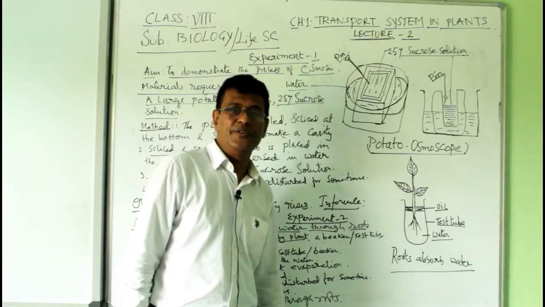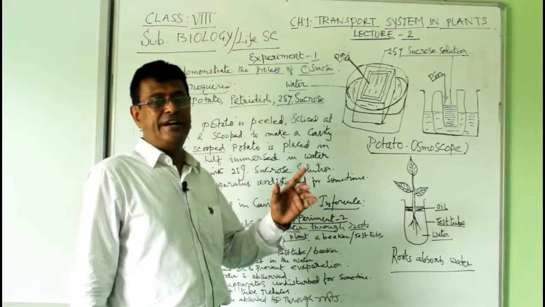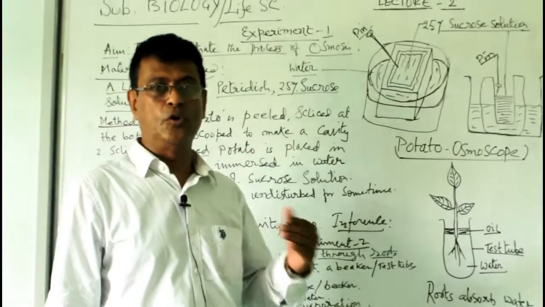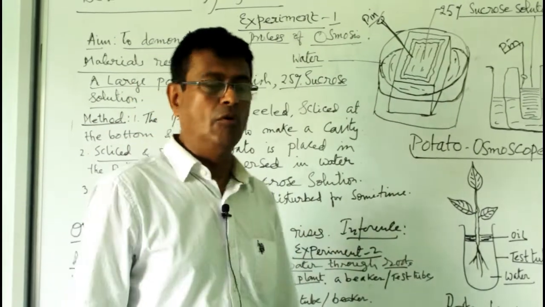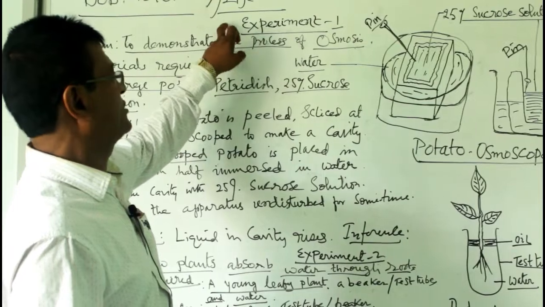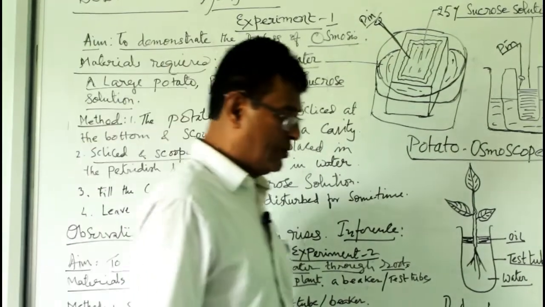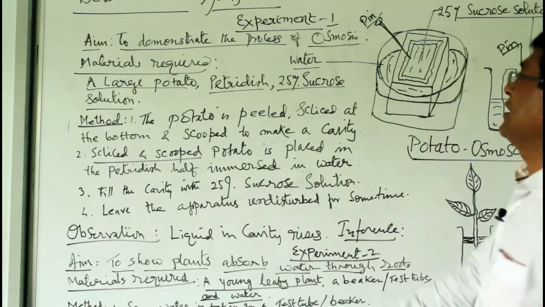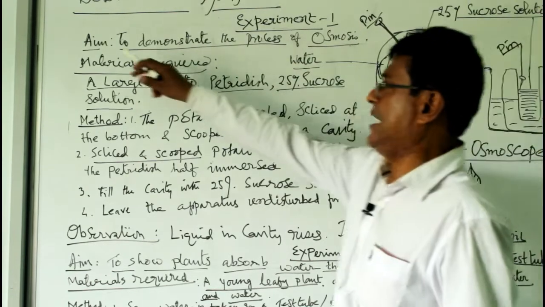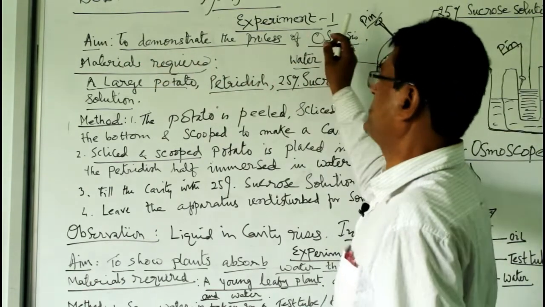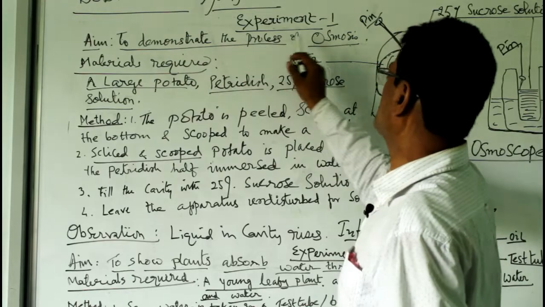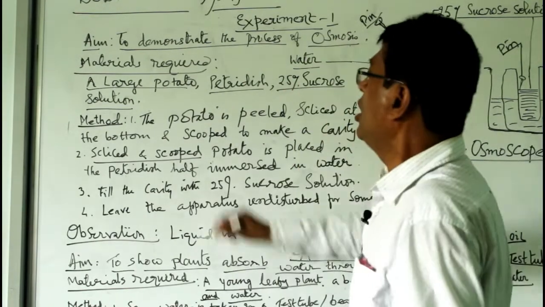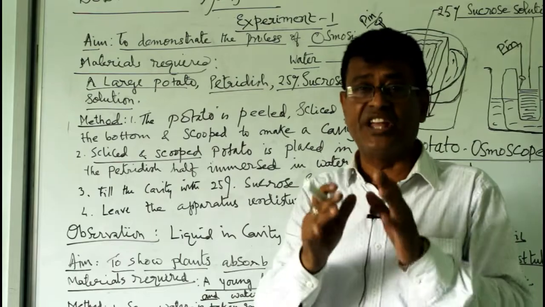Well, children, we have come to know about the root hairs and the absorption of water through them. Now, we have one experiment that will show how osmosis takes place. Here you see the aim of experiment 1: to demonstrate the process of osmosis. How osmosis takes place. The materials required, what are the things to be done?